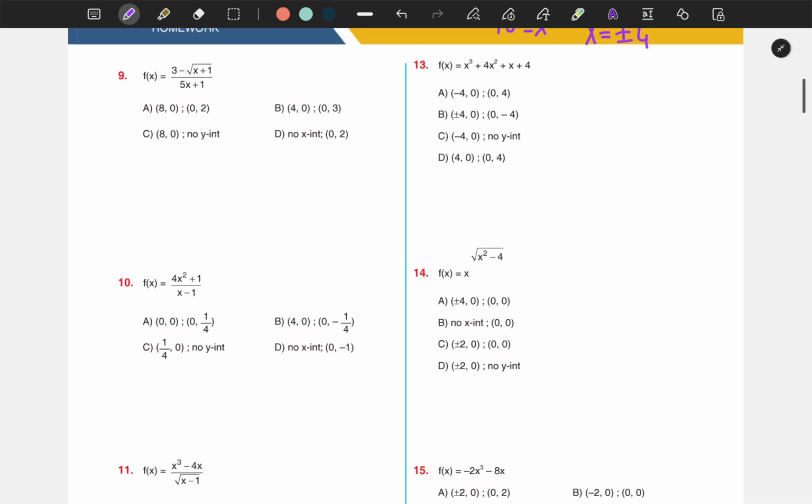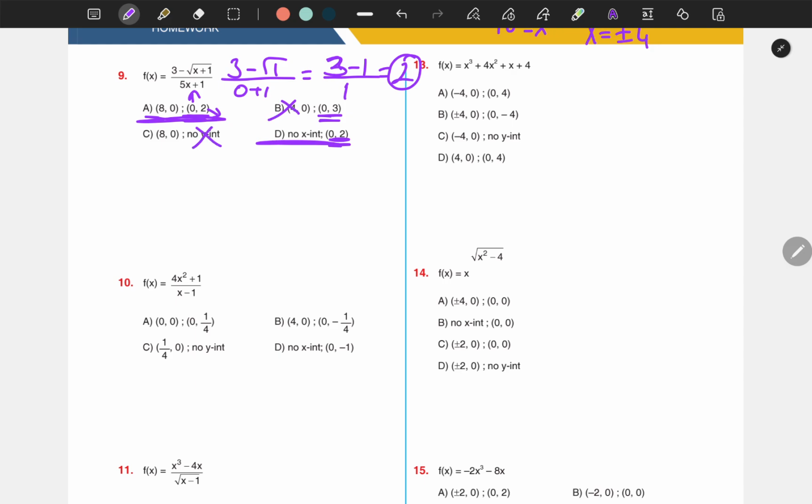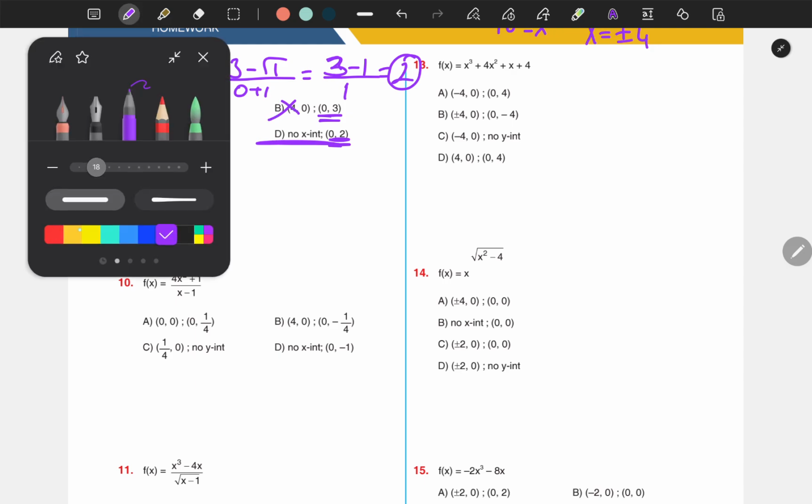Okay guys, let me continue. Find x and y intercept. Guys, for those types of examples, I always look at the options. Look, this is the y-intercept, isn't it? Those are the y-intercepts. I will replace x with 0. What do I get? Let me check. If I replace 0, 3 minus the root of 0 plus 1 over 5 times 0 plus 1, which means 3 minus 1 over 1. As a result, 2. You see, when I replace x with 0, I get y as 2, so it can be A and D. Those others are eliminated.